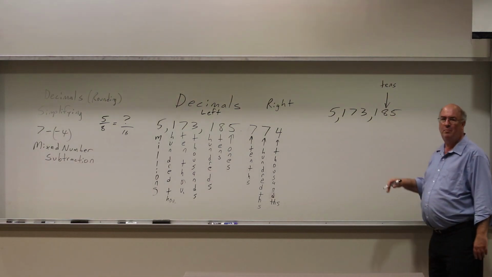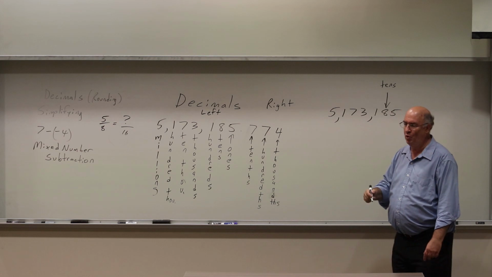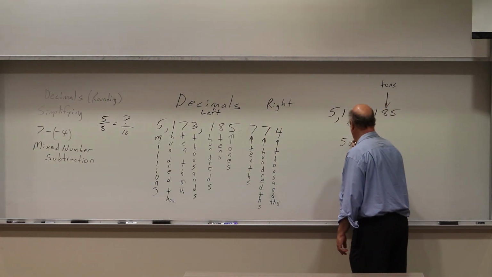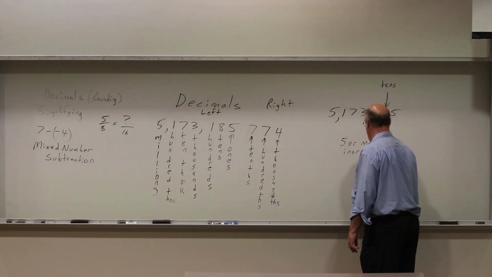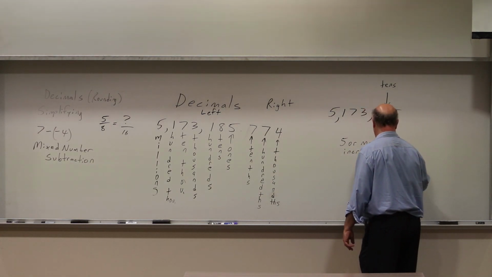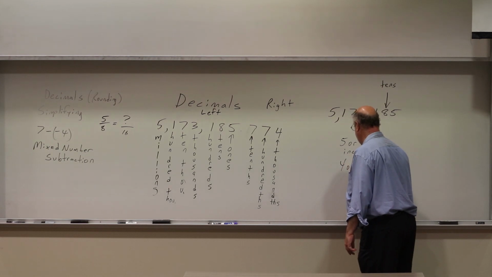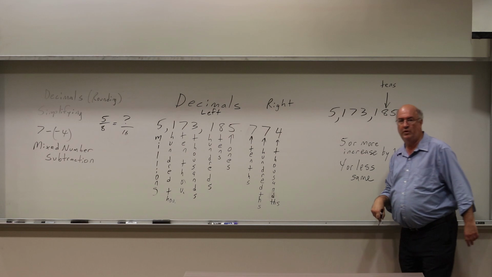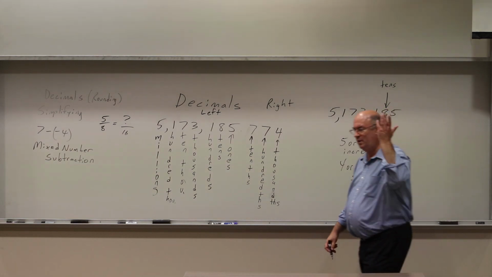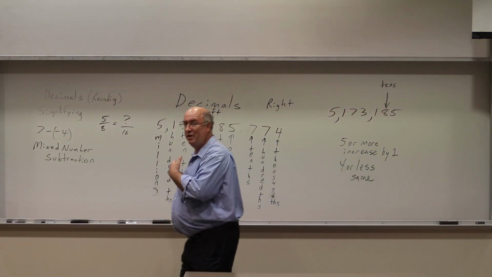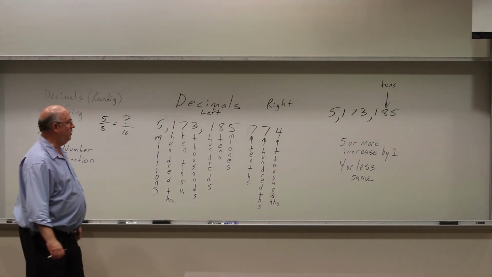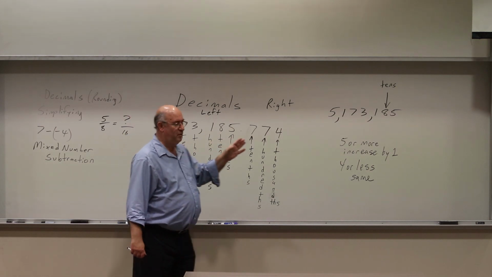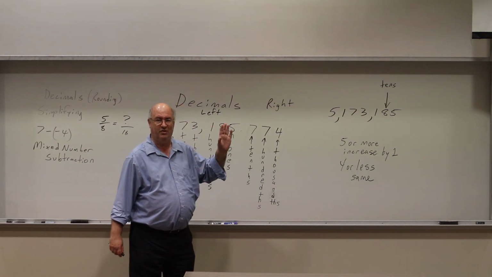So we go one number to the right and we see if it's 5 or more. If it's 5 or more, we increase it by 1. If it's 4 or less, we keep it the same. So 5 or more, the number directly to the right of the number they're asking about, we bounce it up by 1. If the number to the right is 4 or less, we just leave it the same.